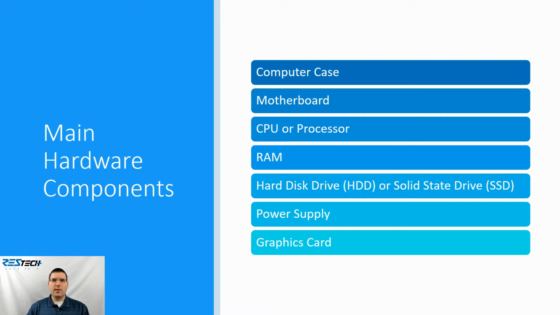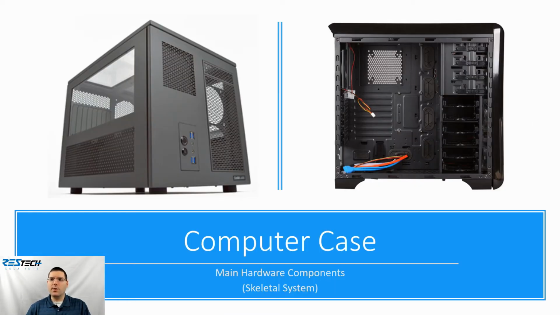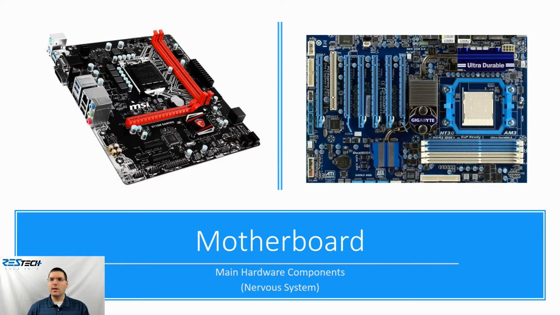So I'm going to start out by talking about some main hardware components on the computer. We're going to be looking at the computer case, the motherboard, the CPU or the processor, the RAM, the hard disk drive or a solid state drive, a power supply, and graphics card. Think of the computer case as the skeletal system of the computer that holds everything together and protects all the parts inside. The motherboard is essentially like the nervous system which connects all the internal components together.